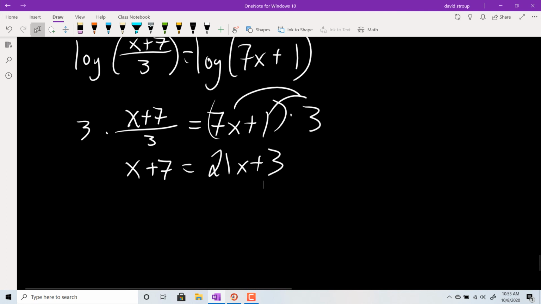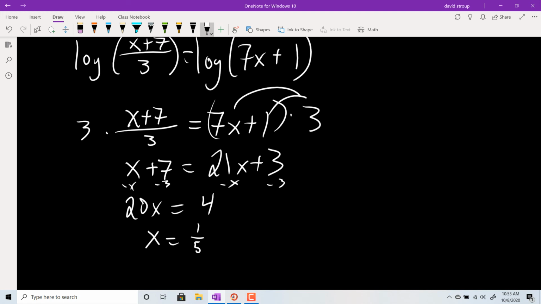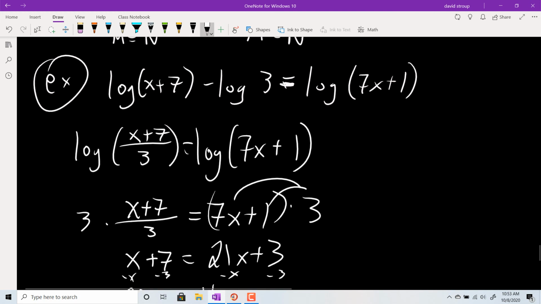Then I'll collect all my x's on one side, so I'll have 20x if I subtract the x over. On the other side, if I move the 3 over, I'll have 4. And then solve for x, so it's 4/20ths, which is 1/5. Okay. I still need to check the criterion, so check.